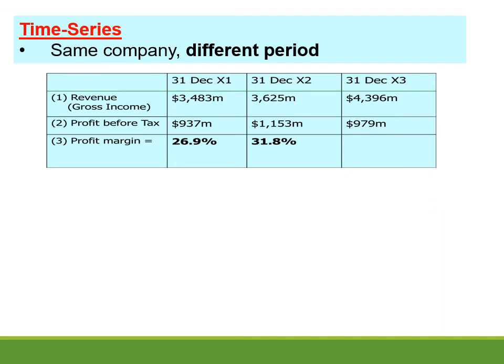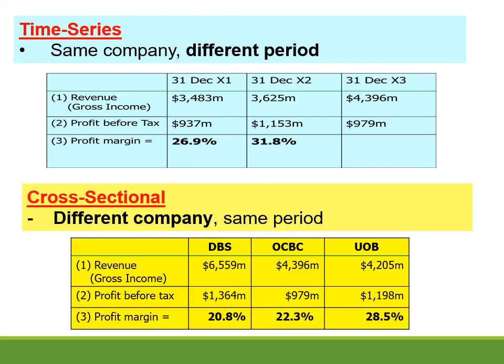Time series analysis involves the same company over different periods. So basically, we have 3 years. We have gone through the example. We look at the trend over the past 3 years. Whereas cross-sectional looks at different companies but the same period. So we have compared the 3 local banks for the same year. Comparing these two analyses, both are important. It just depends on what you are looking for.